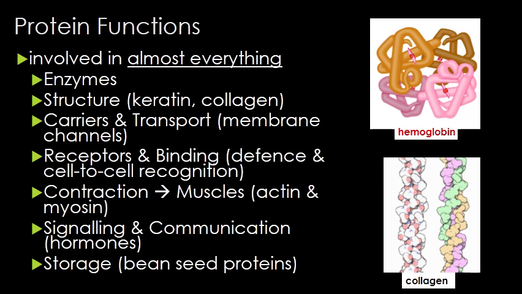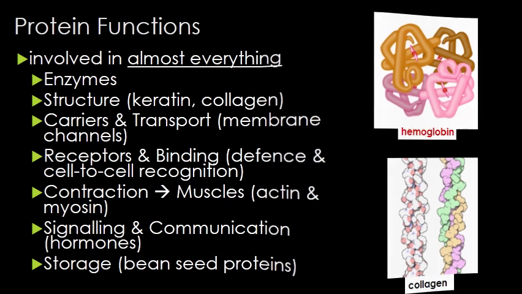Structural proteins are used for support, such as connective tissue and the keratin that makes up hair and fingernails. Transport proteins move substances throughout the body, such as hemoglobin, which carries oxygen from the lungs to the other parts of the body. Some proteins function as receptors and binding proteins, which allow cells to recognize each other. Antibodies are for defense and are made of protein. Contractile proteins like actin and myosin make up your muscles and allow you to move. Hormonal proteins coordinate body activities, such as insulin, which regulates the amount of sugar in the blood, and some plants even use proteins for storage, like the proteins that make up beans.